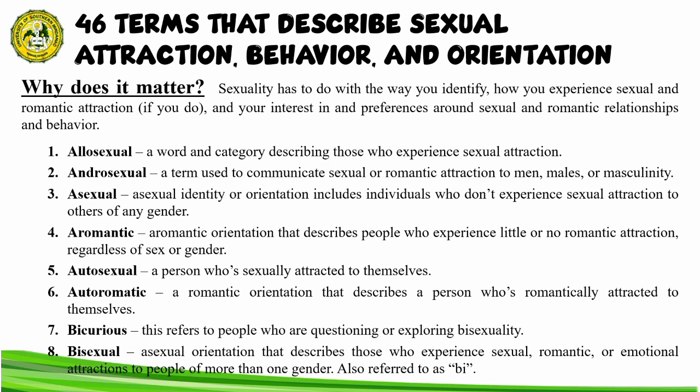Next, we have the asexual. So, asexual is a sexual orientation that describes people who do not experience sexual attraction. A person who is asexual may not find any person sexually attractive regardless of their gender or appearance. They may not have any desire to have sex even if they are in a romantic relationship. They may also not understand or relate to the concept of sexual attraction.